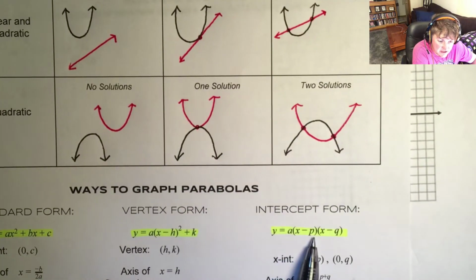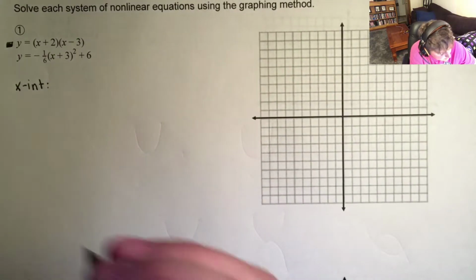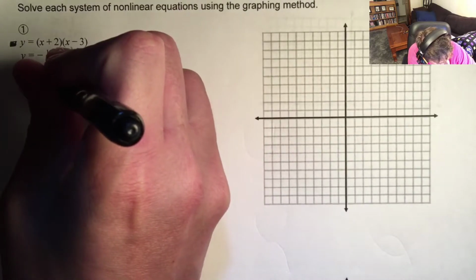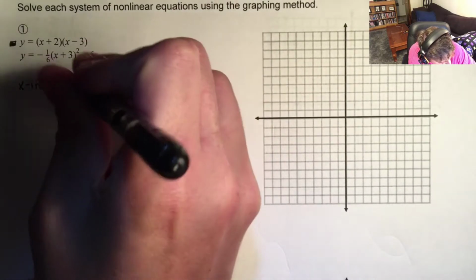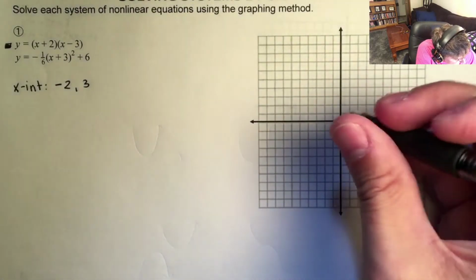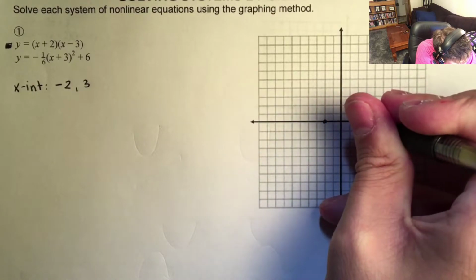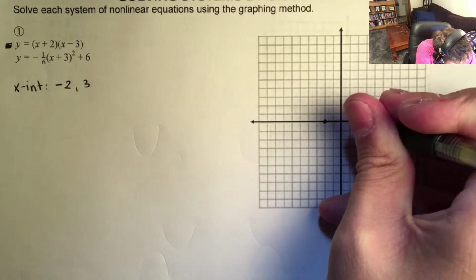Because it's x minus p, so that means p would have to be -2 in this situation to turn this into x plus 2. So we have 2 x-intercepts. So we have the first one being -2 and the second one being +3. Okay, so I can just go ahead and graph that. -2, 1, 2, +3, 1, 2, 3.